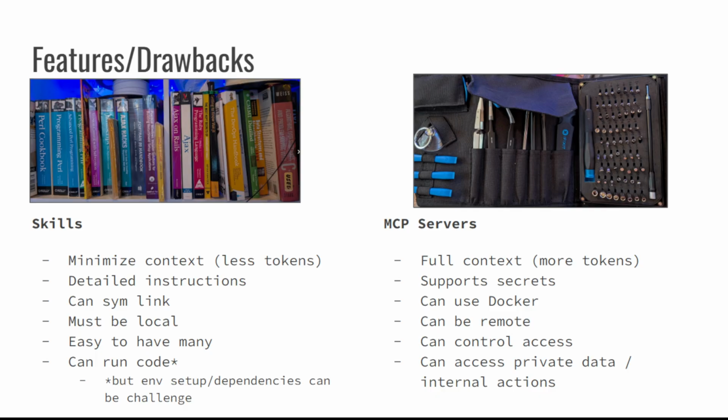So an MCP server can support secrets because you can pass them as environment variables or headers. You can put them in your configuration. So there's the ability to support secrets. And with the ability to control secrets, you can control access. So with an MCP server, I can say you have to have an onboarding token to use my server.